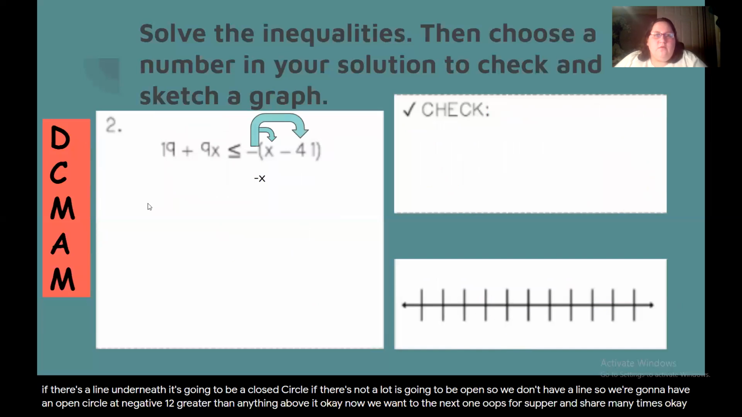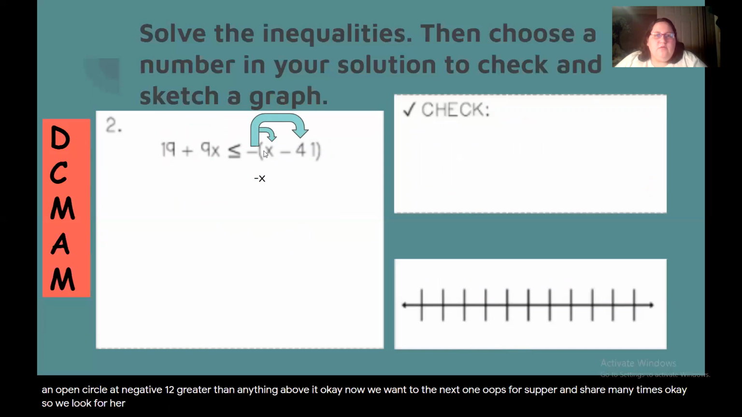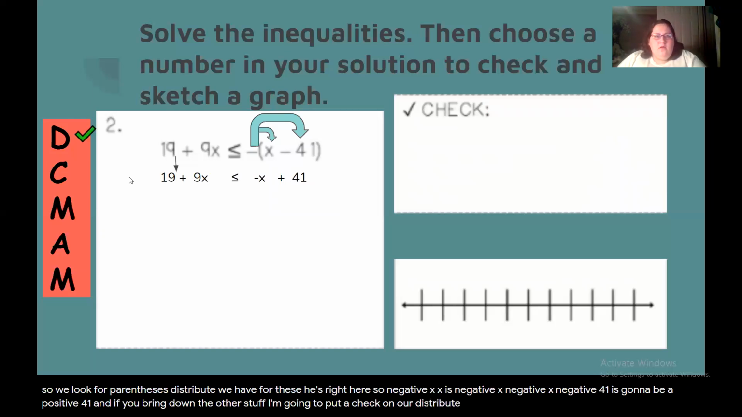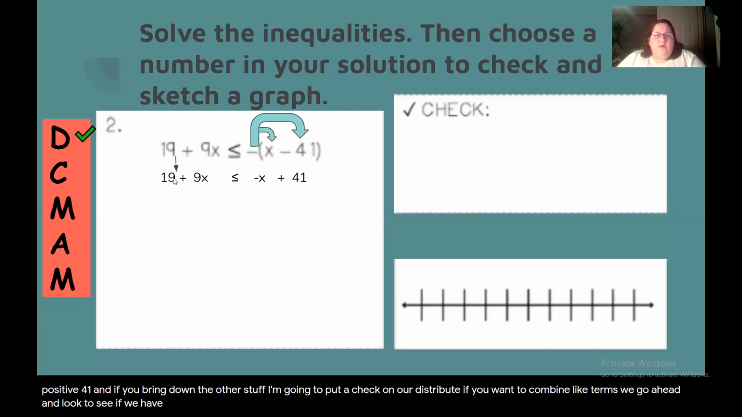Okay, so we look for parentheses to distribute. We have parentheses right here. So negative times x is negative x. Negative times negative 41 is going to be a positive 41. And if you bring down the other stuff, go ahead and put a check on our distribute. If we want to combine like terms, we go ahead and look to see if we have any. We have a constant and a variable, and then a variable and a constant, so we don't have any.